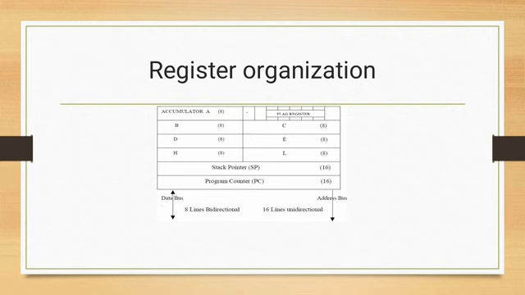So this is the register organization which I have discussed in previous slides. Here you can see accumulator, which is an 8-bit register, and there is a flag register which is also 8-bit, and there are some general purpose and special purpose registers B, C, D, E, H, L, and stack pointer, program counter. Both of these are 16-bit registers. Okay.